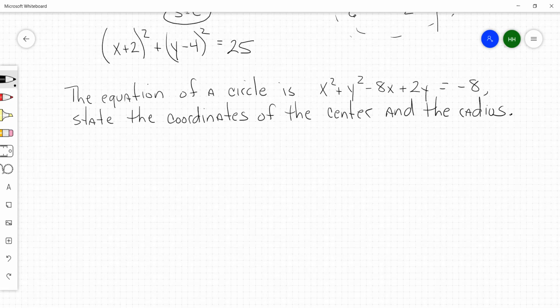All right, so the first thing we're going to do is rewrite this equation a little bit. We're going to put the x's together. We got an x squared minus an 8x. And then I want you to leave a space in there. And then this is a positive y squared plus 2y. And leave another space in there. And it's still equal to negative 8.